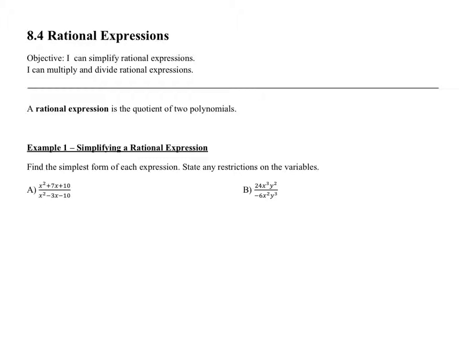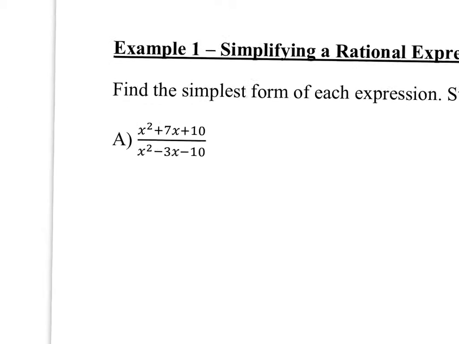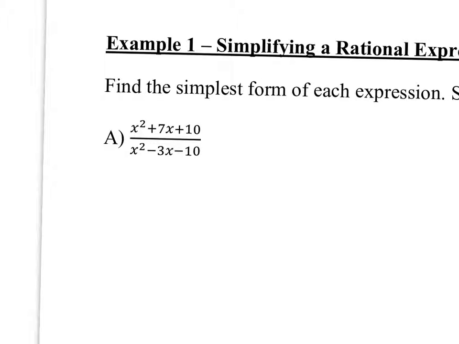All right. 8.4, learning about rational expressions, simplifying. So find the simplest form of each expression. The first thing that you have to do is factor. And it says state any restrictions on the variables.